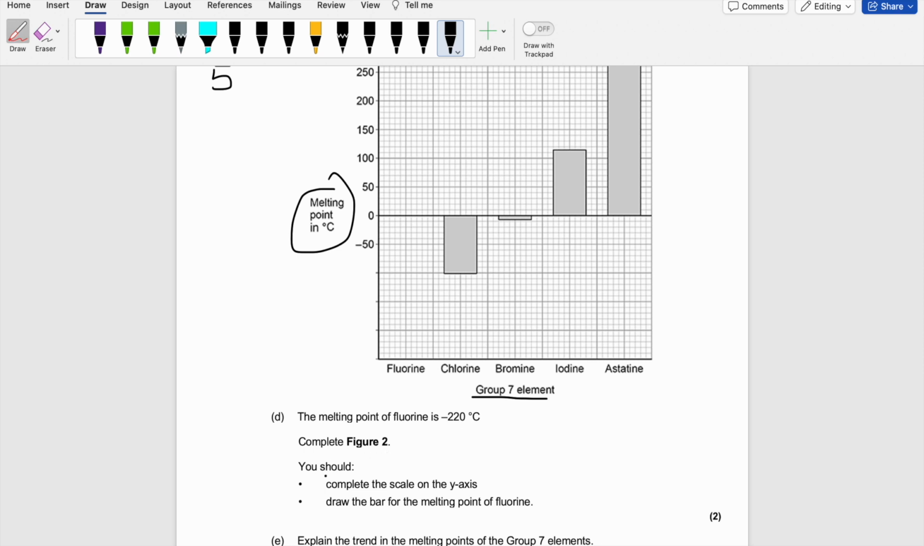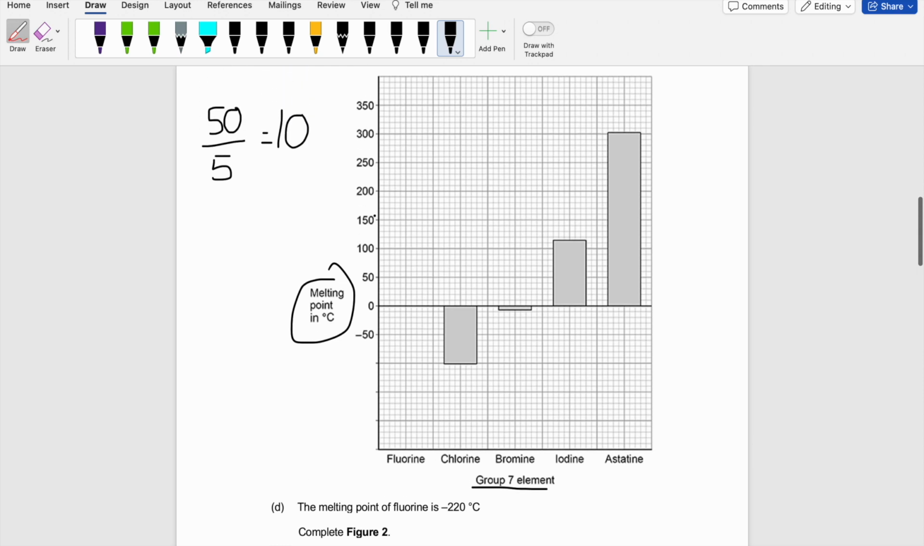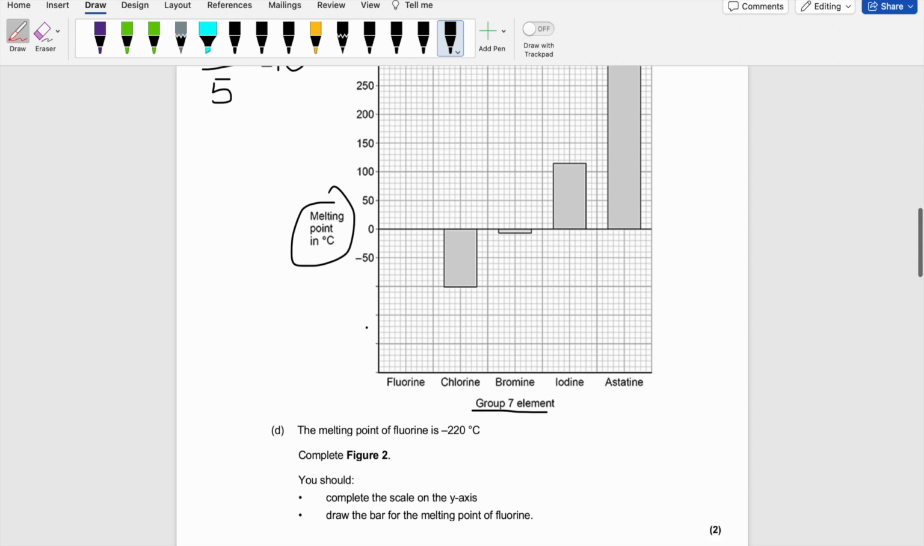Complete figure 2. You should complete the scale on the x-axis. So I'm going to do that first, okay? So I've got my scale complete right on here for the positive numbers. I now need to complete it for the negative numbers. So I've got 0 to minus 50. If I take away another 50, I've got minus 100.